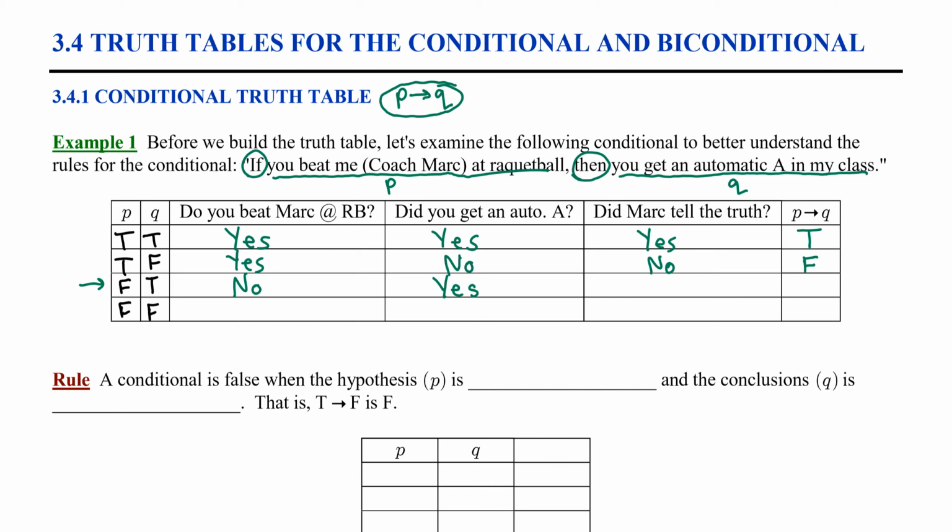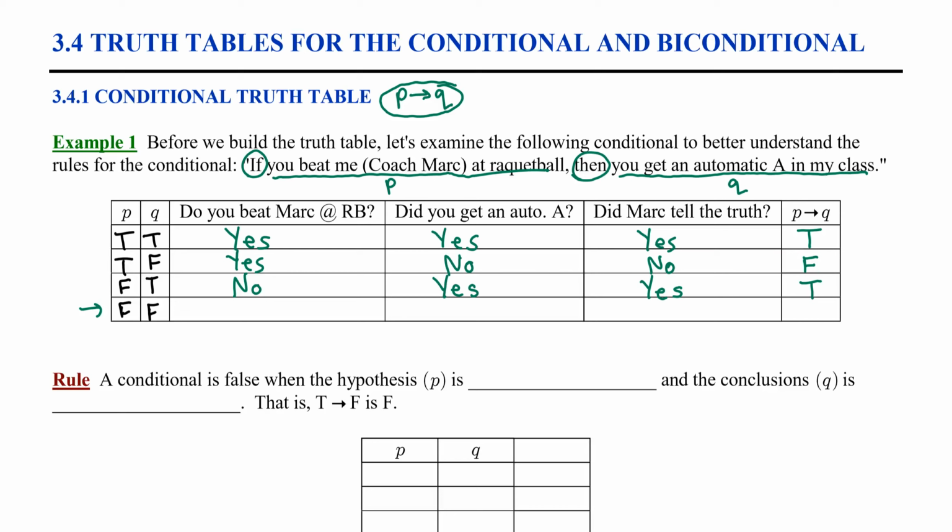Did Mark tell the truth in his syllabus? If you beat me at racquetball, then you got an automatic A. You know what? He did. This is just kind of a special case. You didn't beat him, but he gives you an automatic A for some reason. The conditional statement that he posted in his syllabus is still a true statement. Let's look at the next one.